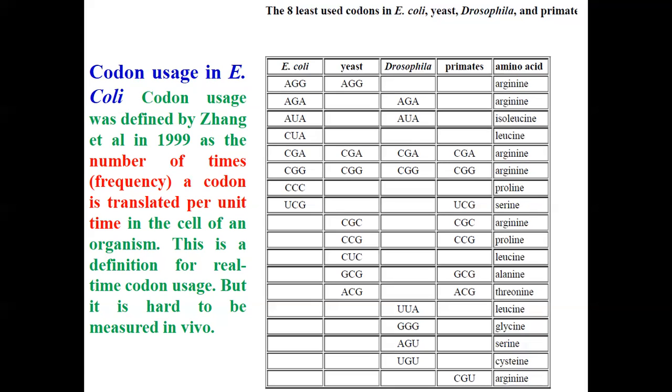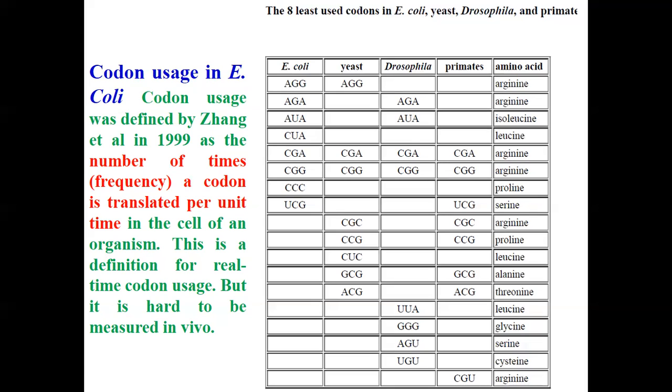The same is the case with yeast. They have their own least used and abundant codons, and Drosophila is also different. In this table, you can observe the least used codons. They are different in different strains. So this is called the bias. Amino acids are universal, but their preference is not universal. There is preference and bias among organisms. This is the important point of this lecture.